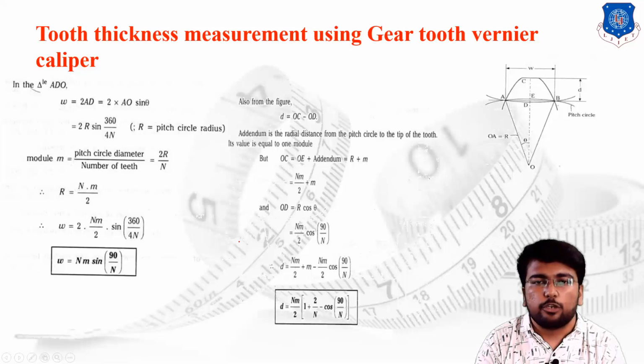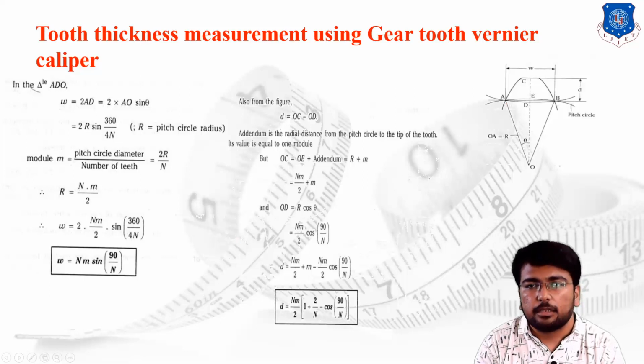Then what is the value of OD? Consider the triangle AOD. This is the R. Then we can say that this is the cos component: OD is equal to R cos theta. Replace the value of OD in the main equation.